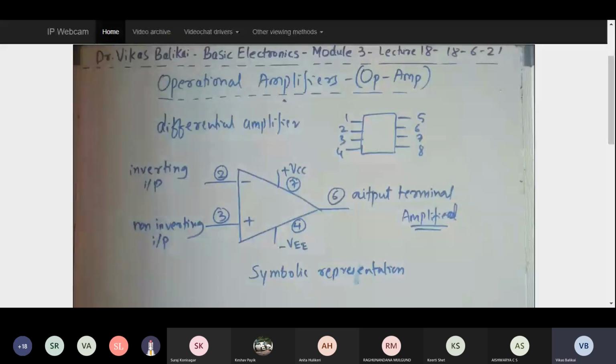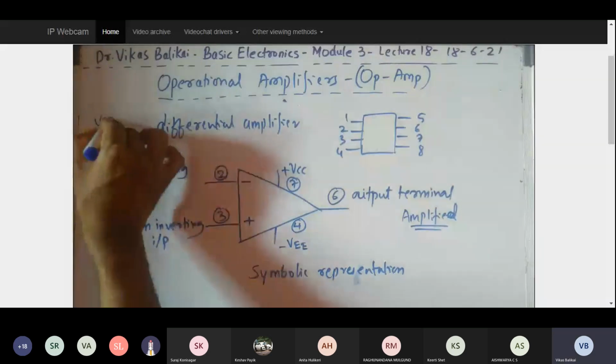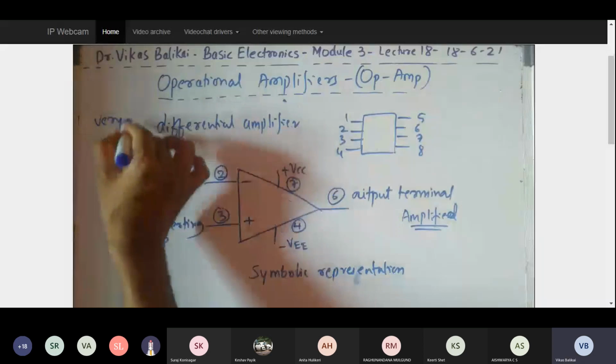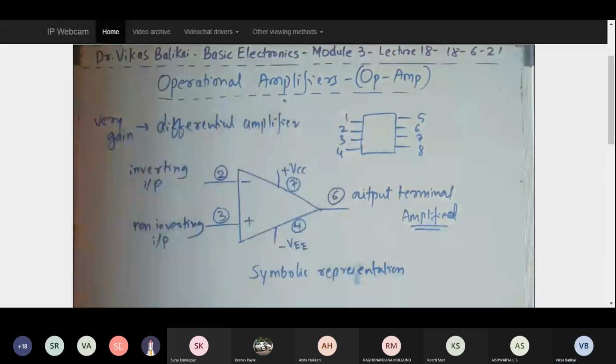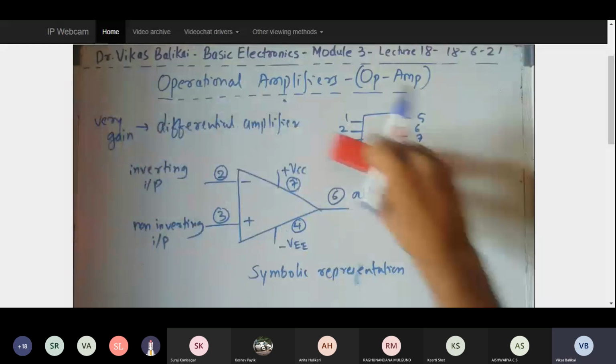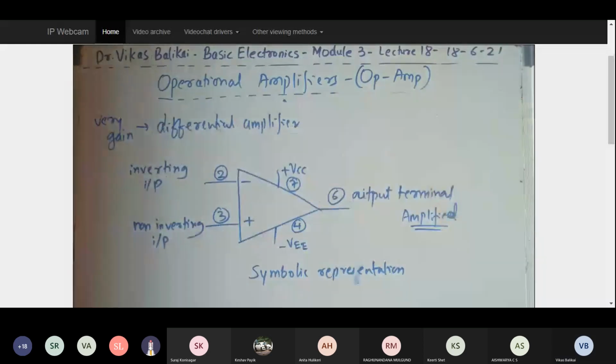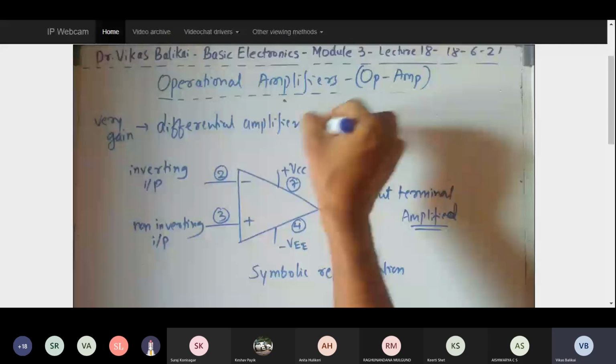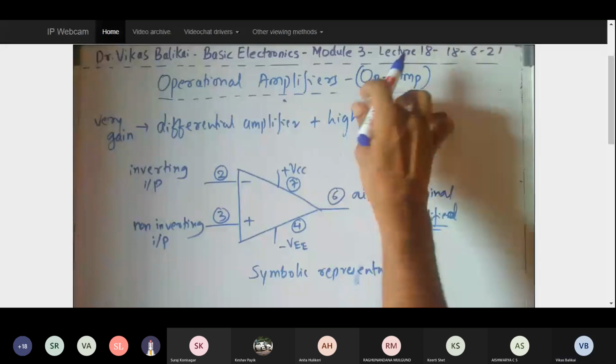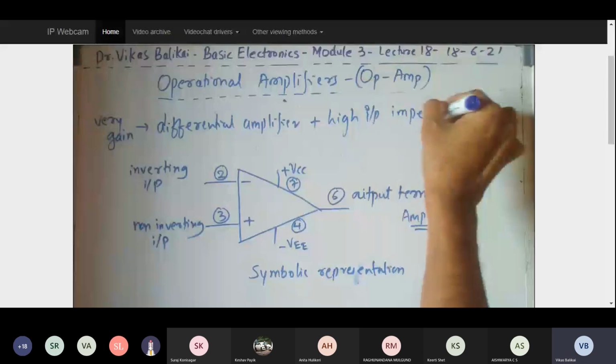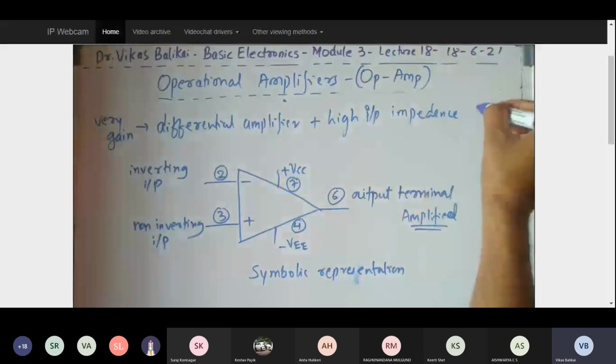If I try to understand the definition of this operational amplifier, it is a very high gain differential amplifier with high input impedance and low output impedance.